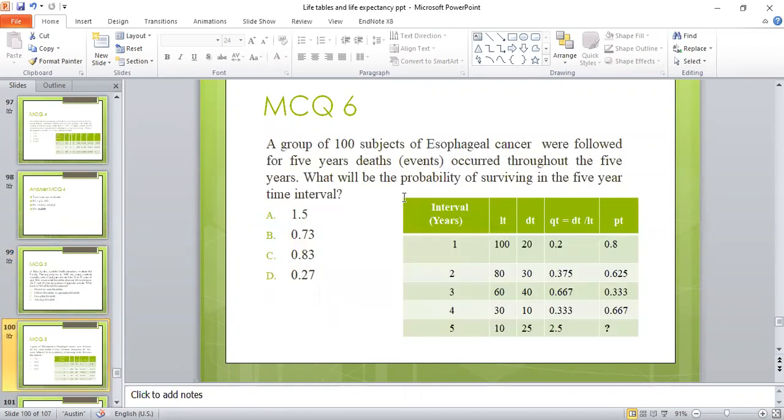A group of 100 subjects with esophageal cancer were followed for 5 years, and 25 deaths occurred throughout the 5 years. What will be the probability of surviving in the 5 year time interval? What is the probability of surviving? Probability of surviving is actually P, which is calculated as 1 minus q. Therefore, at 5 years, it is 1 minus 0.25, which will be 0.75.